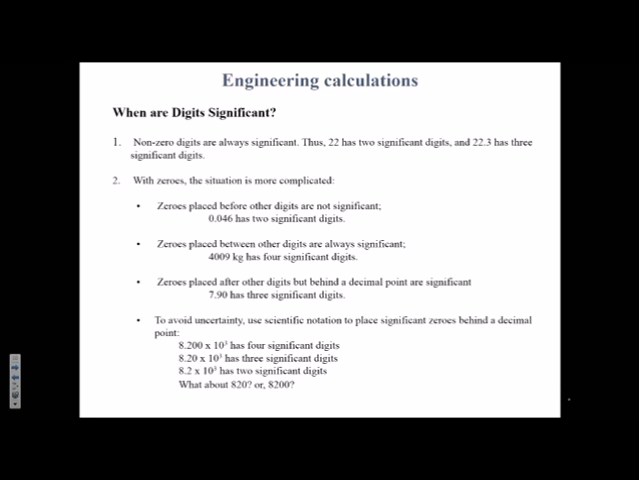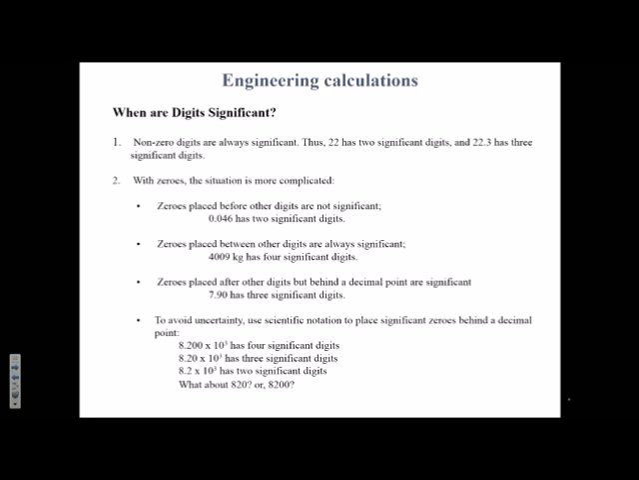All right? Now, the situation with zeros is a little bit more involved. It's not that straightforward. So zeros could be before, could be after, could be in between. So let's look at the case when the zeros are placed before other digits: they are not significant. So you have 0.046, and clearly 4 and 6, these two are sig digits, but the zeros placed before them are not significant. So this 0 before the decimal, this 0 after the decimal, all of these zeros before the sig digits are not significant. Okay, so this has only 2 sig digits.